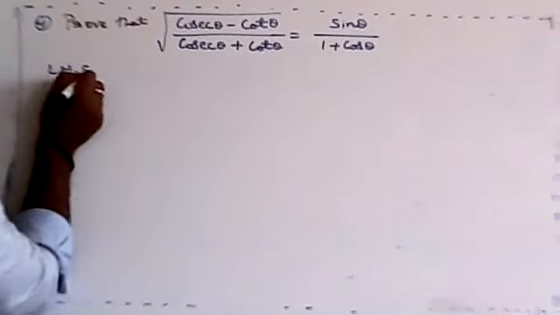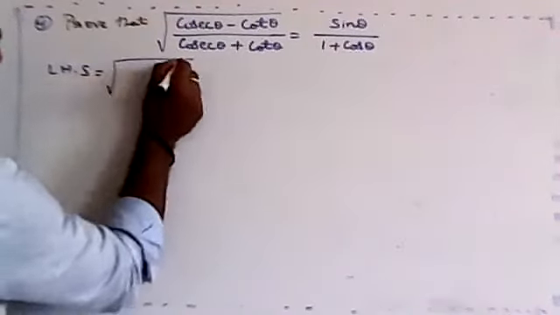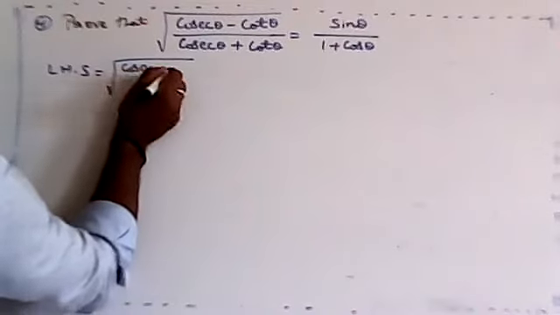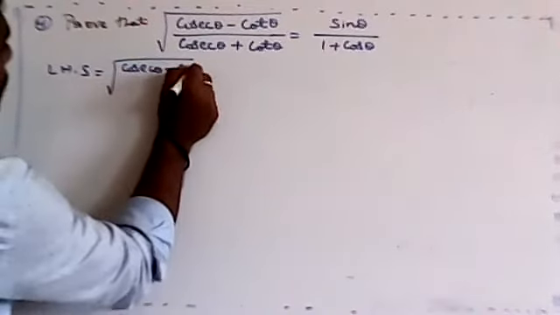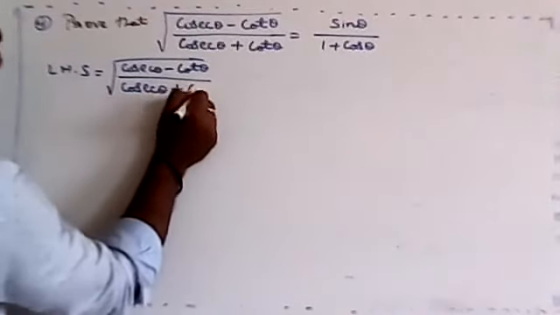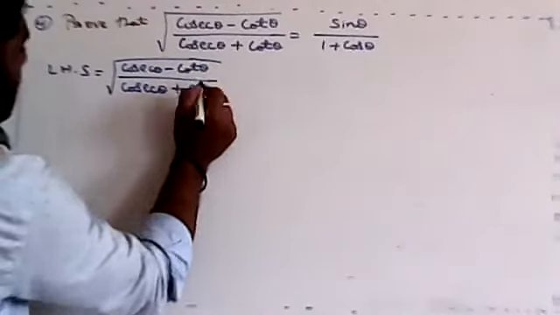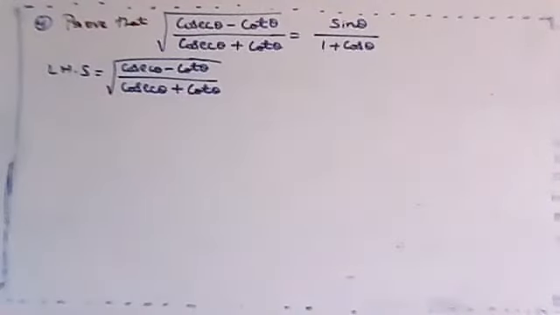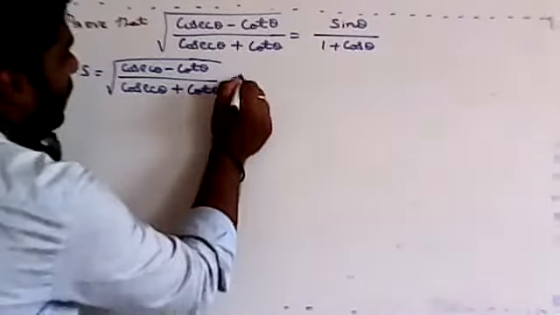LHS side, they have given what? Root of cosecant theta minus cot of theta divided by cosec theta plus cot of theta. So can anyone tell me how you have to solve that one? Yes, good. Rationalizing the numerator and denominator, correct or not? Yes, good, good, good. Nice answer, huh? Almost all are telling that one. Good, nice. So we have to multiply it with what?